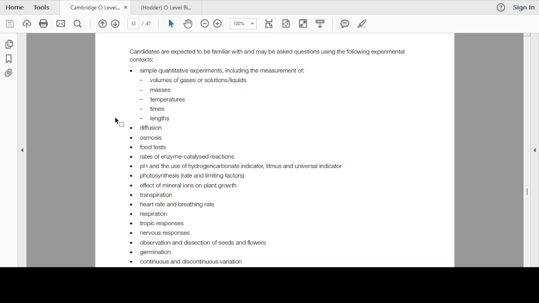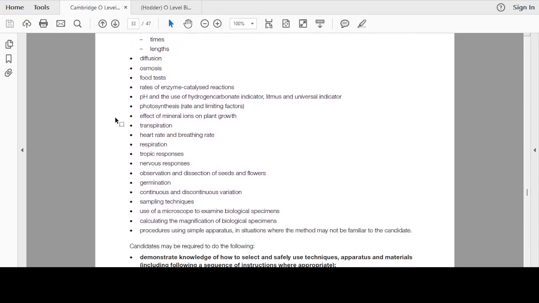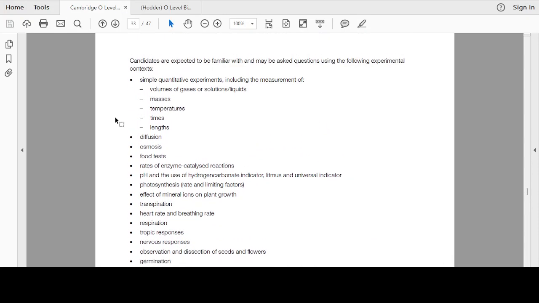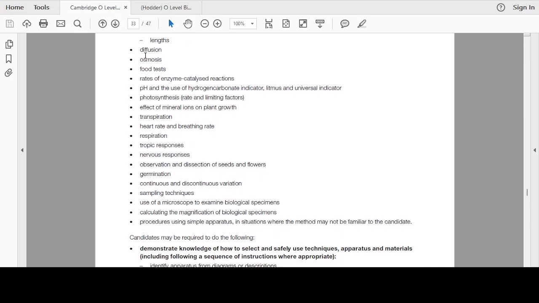So in the alternative to practical, you need to be able to tell how to do that and actually perhaps make some calculations. You need to be able to explain diffusion, osmosis, and tests for food, the rate of enzyme catalyzed reactions, pH, and the use of hydrogen carbonate indicator, litmus and universal indicator, photosynthesis, along with rate, factors that affect the rate, and factors that limit the rate of photosynthesis, effect of mineral ions on plant growth. So you could be given a situation where that is being tested, and then anything related to it.